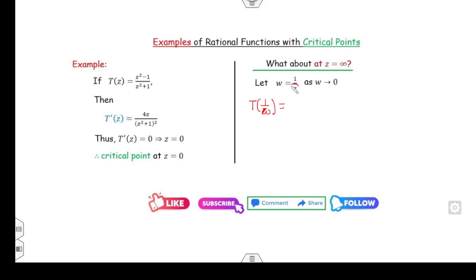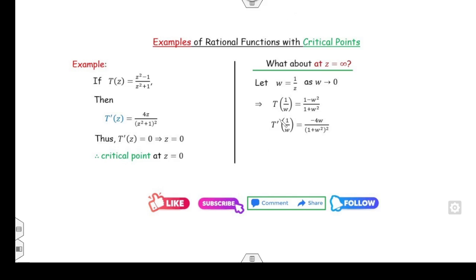Fine. I can substitute the value z is 1 over w in the given equation. 1 minus w square, 1 plus w square. And what is the value of that T dash? Fine. If you take the derivative, you will get minus 4w divided by 1 plus w square.